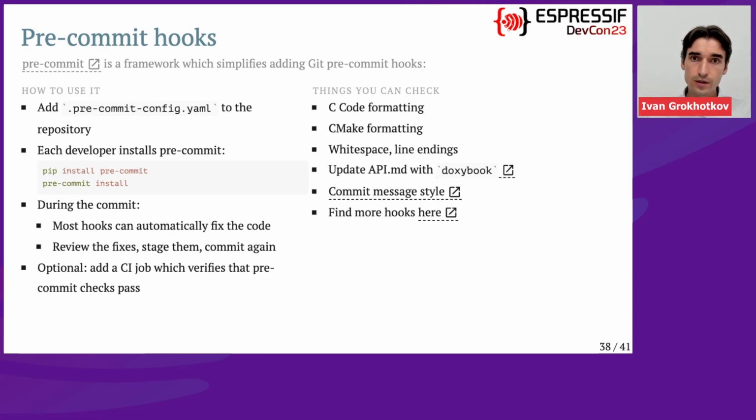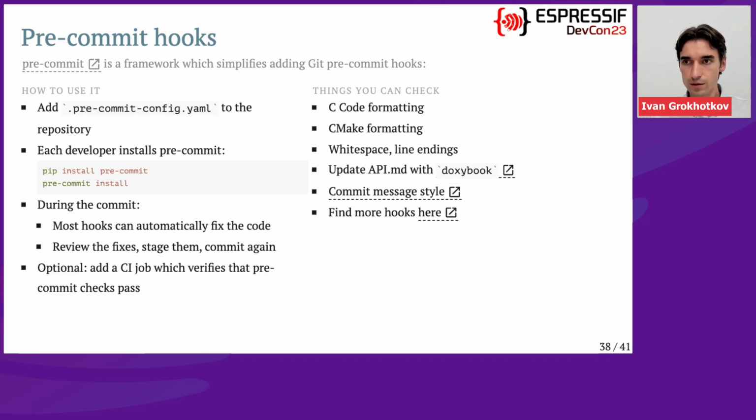is a script that Git runs when making the commit, and pre-commit is also a framework that simplifies adding Git pre-commit hooks. To use pre-commit in your repository, you can add a pre-commit config YAML file, and in that file you specify the types of checks that you want to perform with this commit. During the development, developers need to install pre-commit one time, and then when they run the commit, the checks will be performed automatically. If some checks fail, usually the code will be fixed automatically as well.